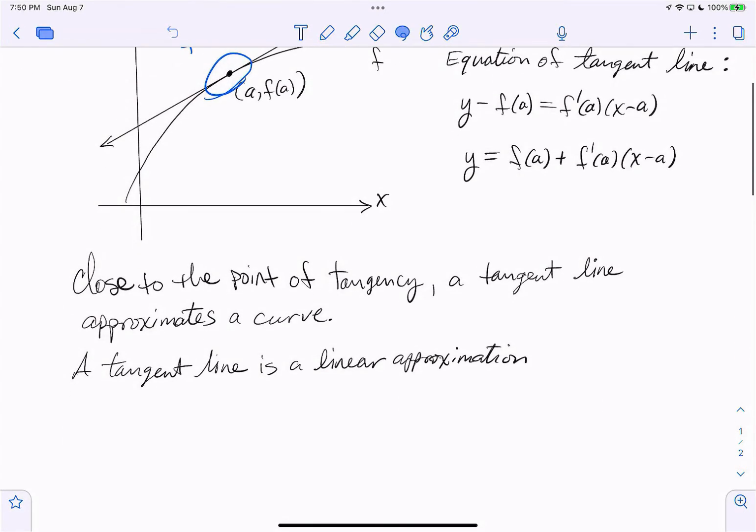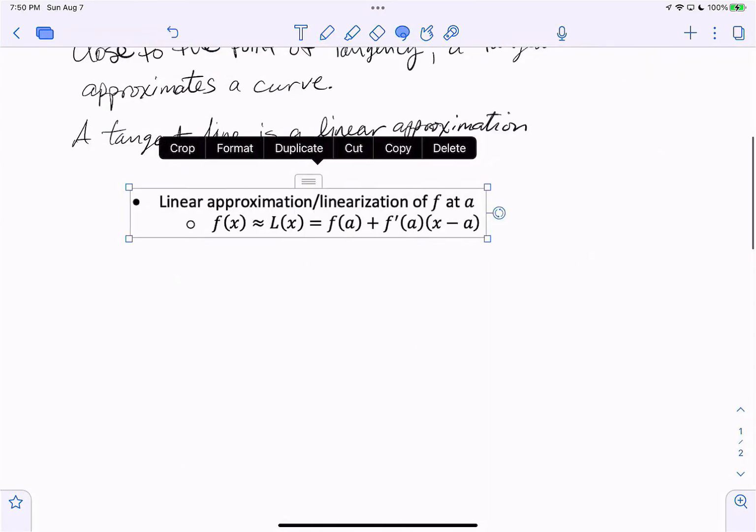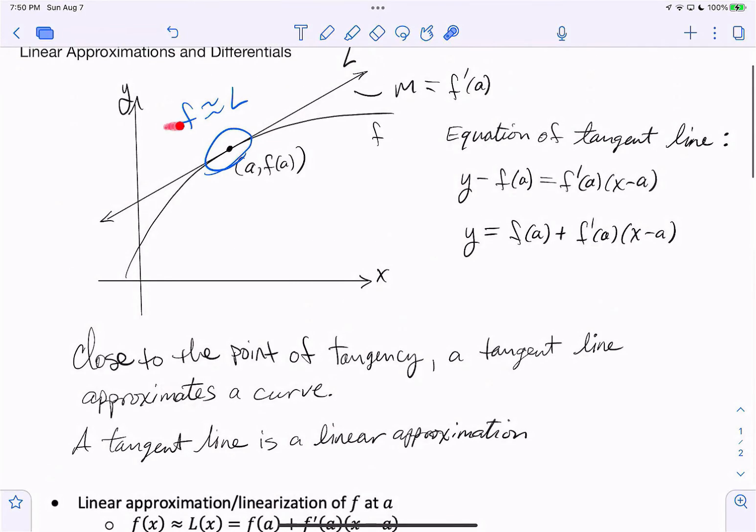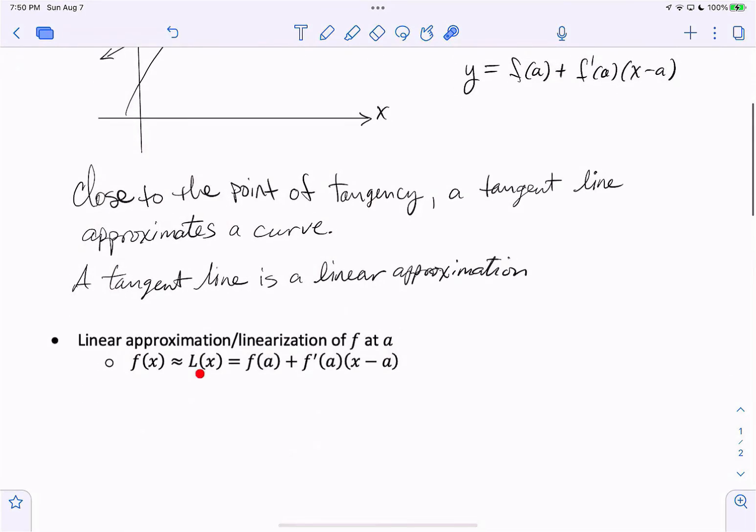This is formalized by the following. The linear approximation, or the linearization of f at a, we have some things going on here. f of x is approximately L of x. That's what I set up here. And L of x is equal to f of a plus f prime of a times the quantity x minus a.